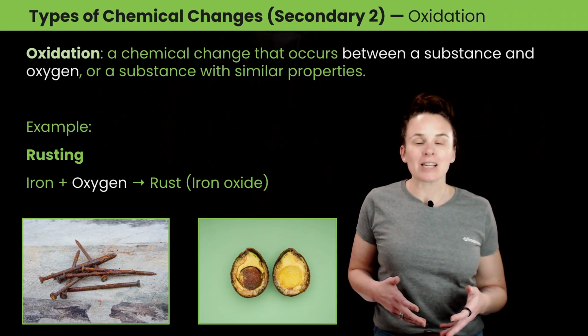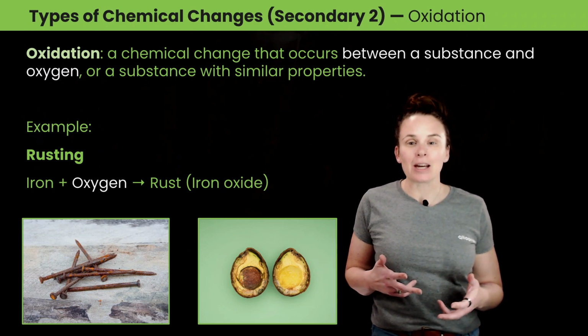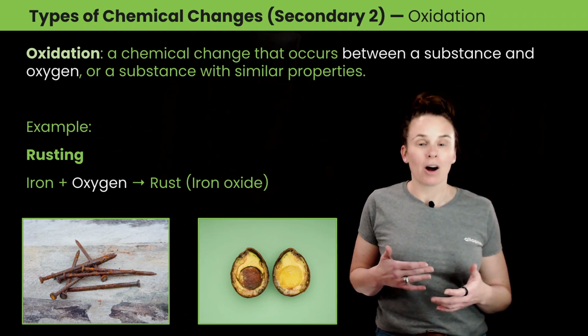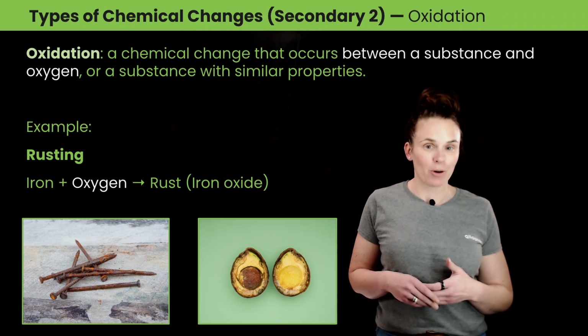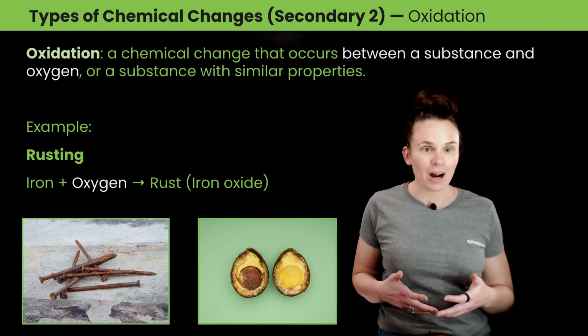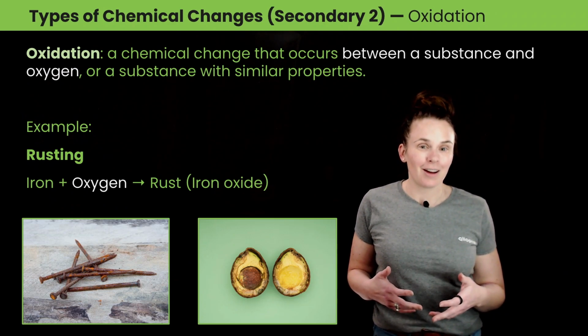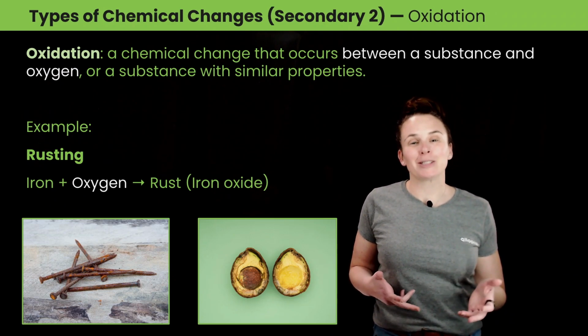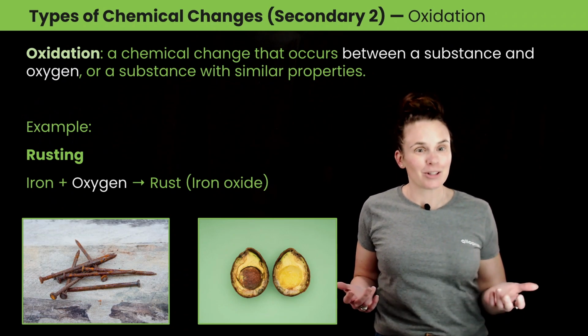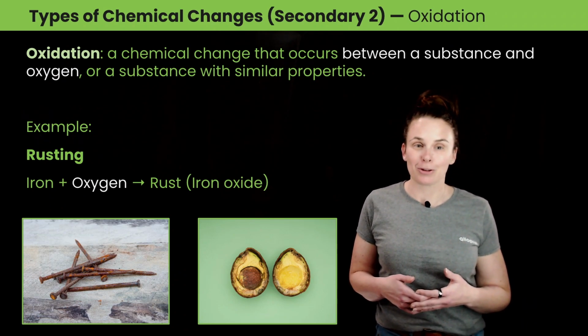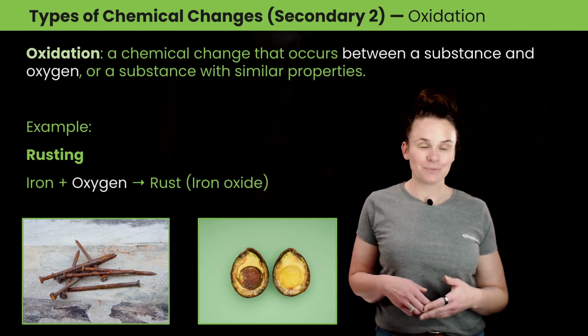So for example, we could take iron nails, and if we mix them with oxygen and probably some water vapor or something, we'll get rust or iron oxide. And that's an example of oxidation. Oxidation also helped the avocado turn yellow, which is why it's considered a chemical change, because we can't reverse it.